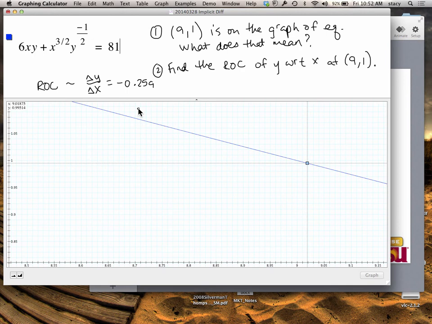Erin? Beautiful, okay? So near this point, 9 comma 1, if I change x by a little bit, then the corresponding change in y is going to be about negative 0.259 times that change in x. Okay? That's the meaning of the rate of change, right? At that point.